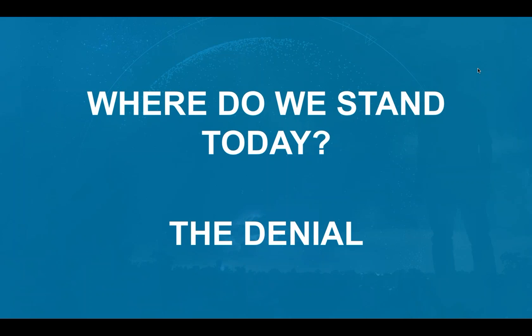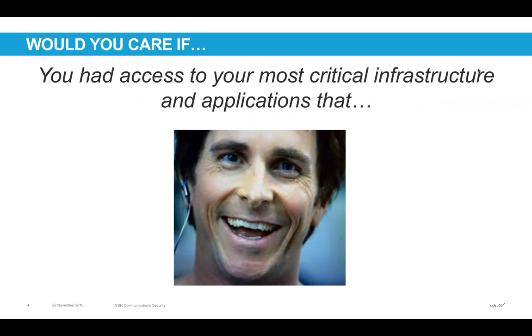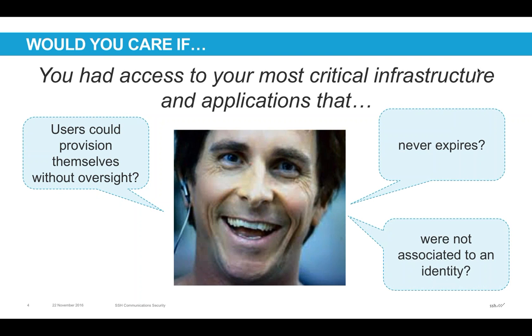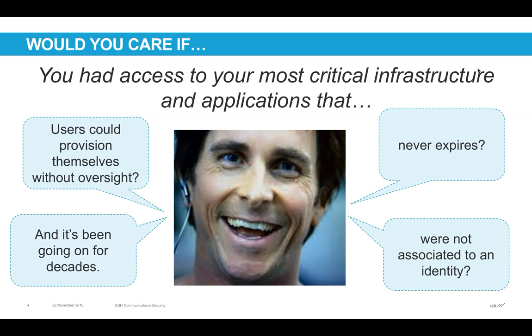So let's start with the current state analysis. Where do we stand today? Most companies are still in a bit of denial when it comes to SSH access. The question is, would you care if I told you that you have access to your most critical infrastructure and applications that, first of all, users can provision by themselves without any governance, that provisioned access never expires, the access cannot be fully tied to an identity, and this self-provisioning, never-expiring access has been there for years and is still going strong?